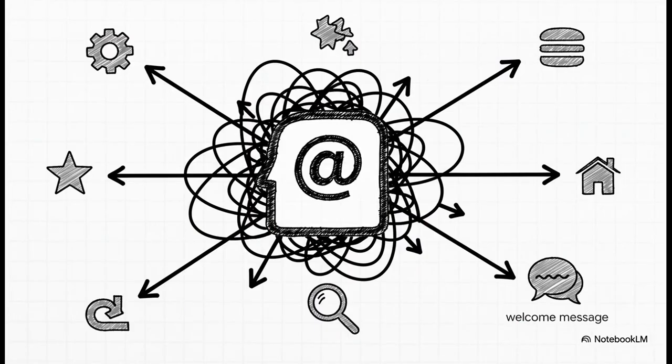So, think about this challenge. You've got one central object. Let's say it's a user's account profile. When that profile changes, a bunch of other parts of your app, like the nav bar, the settings page, the little welcome message, they all need to be updated. How do you handle all those notifications without your code becoming a tangled mess of direct calls?